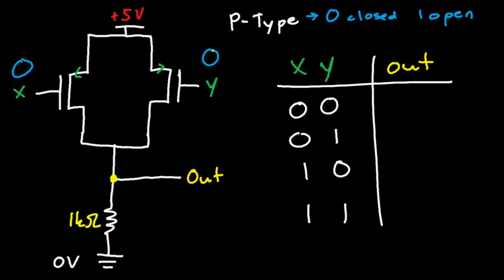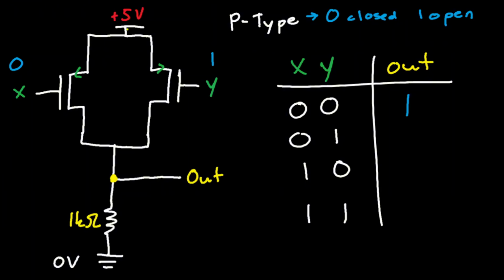But this is in the case of logic 0, 0. So logic 0, 0, we know that it outputs an output of 1. All right, let's look at logic 0, 1. Well, for 0, 1, the 1 gives you an open switch. So current cannot flow through this one right here. But current can still flow through this one.